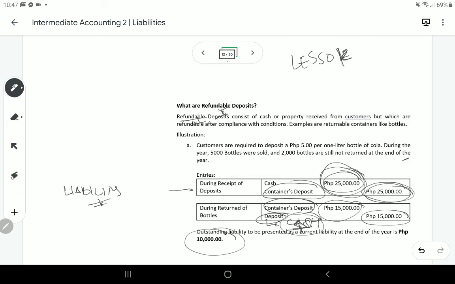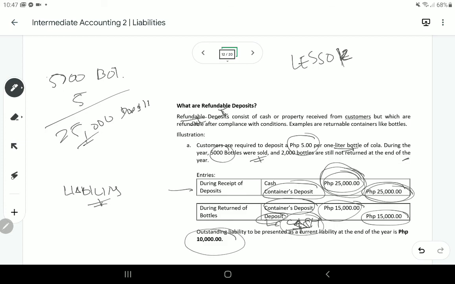So, let's read the transaction, no? Each customer is required to pay 5 pesos per 1 liter bottle daw. Okay? During the year, 5,000 bottles were sold. So, that means, during the year, you have sold 5,000 bottles, then you required 5 pesos per bottle. So, you receive 25,000 of deposit.